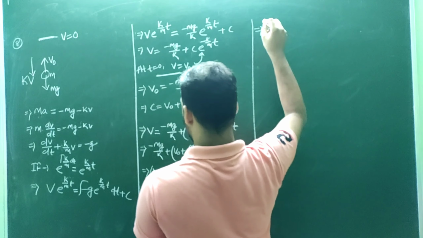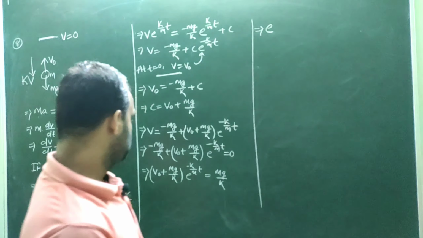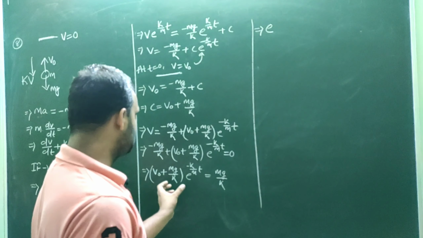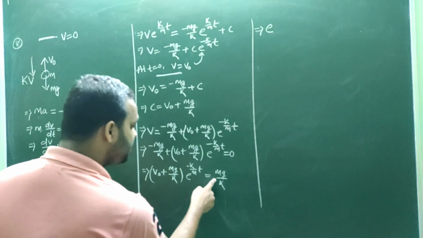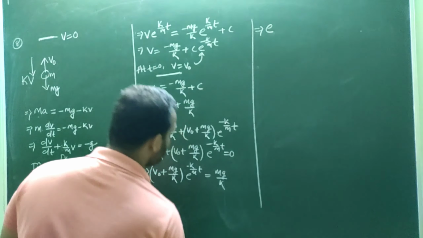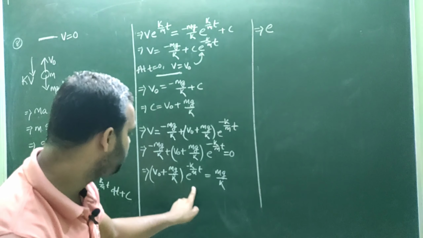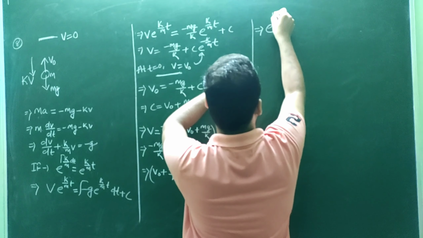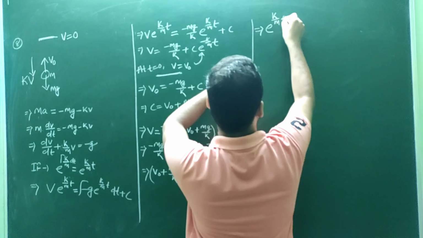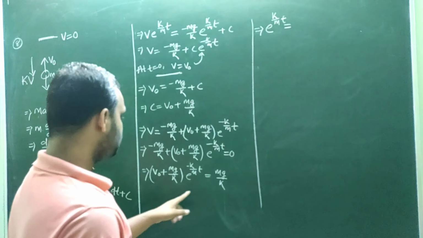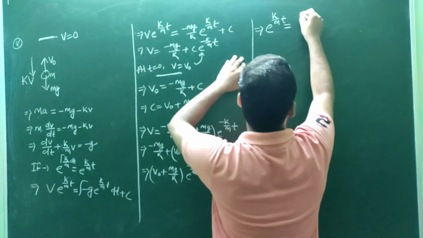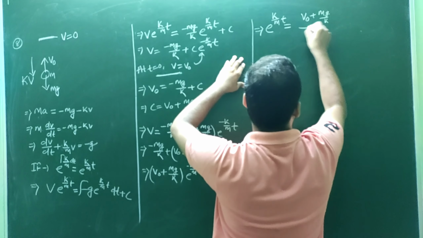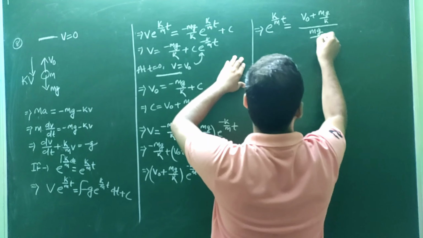So e to the power... okay, let's not do that because the calculation will be lengthy. Let's take this term to this side and this term to this side. If this term goes to RHS, then this negative will be positive. So you can write e to the power kt by m is equal to, bringing this term to this side, (v naught plus mg by k) whole divided by mg by k.